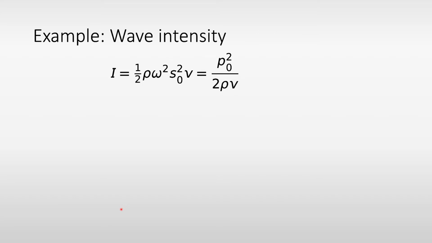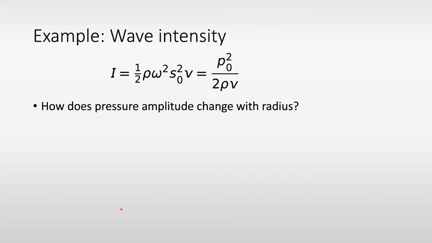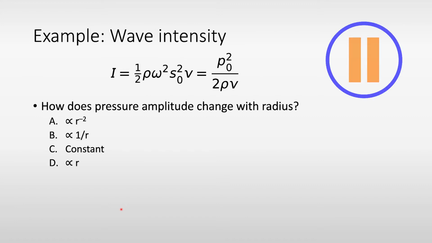Okay, let's look at the intensity of a wave. So how does that pressure change with the radius? Does the pressure change proportionally to 1 over r squared? Does it change proportionally to 1 over r? Is it a constant change? Or is it proportional to r? Pause the video and we'll discuss it shortly.